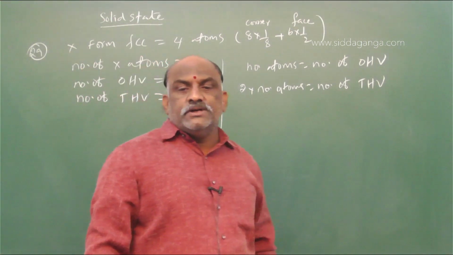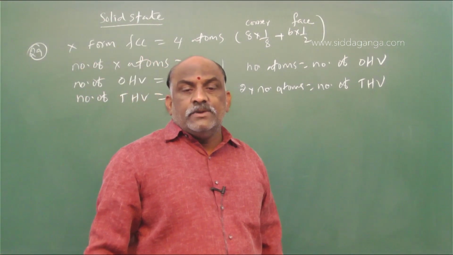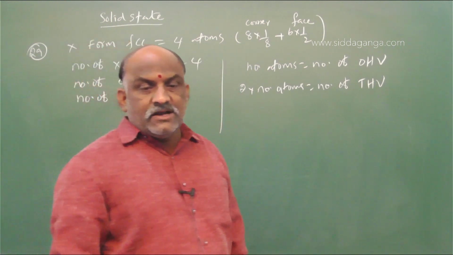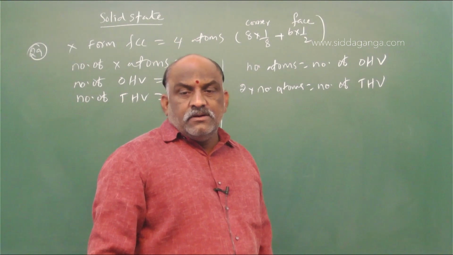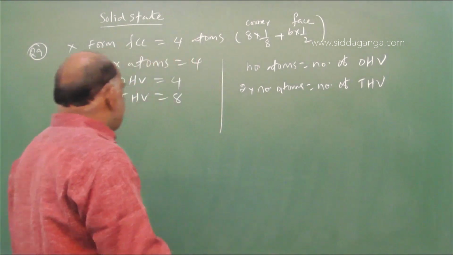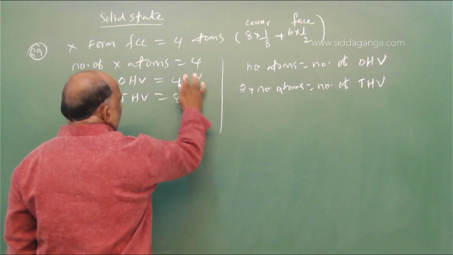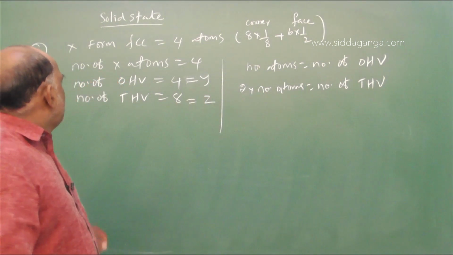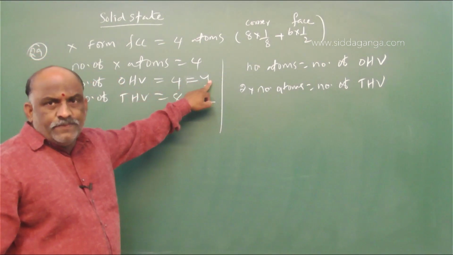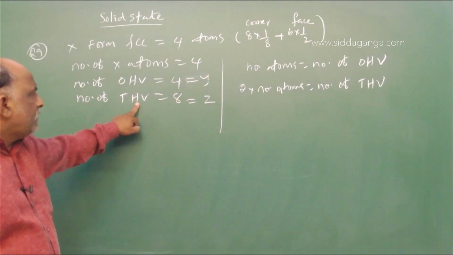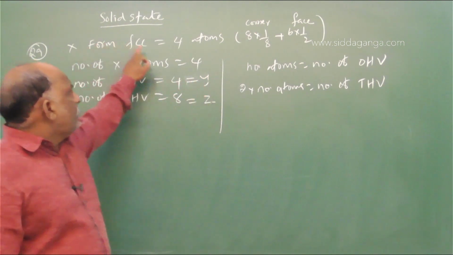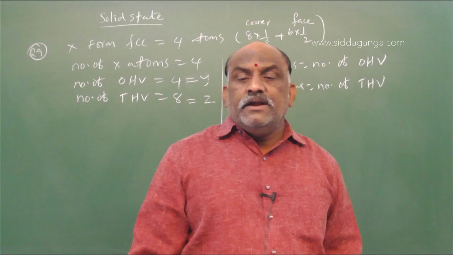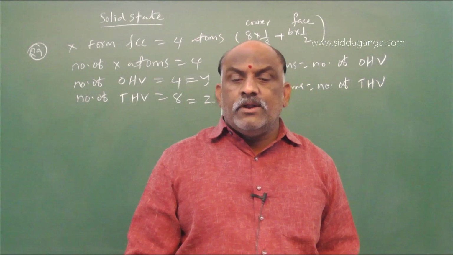So go through the question. Y occupies all octahedral voids and Z occupies tetrahedral voids. Number of octahedral voids occupied by Y atom, and number of total tetrahedral voids are occupied by Z. X can form FCC, face centered cube. Then all particles along one body diagonal are removed.